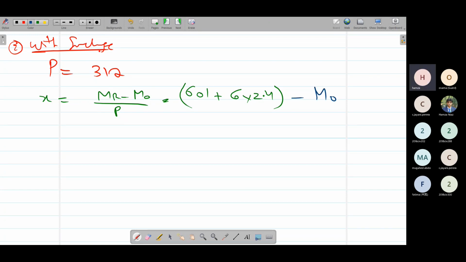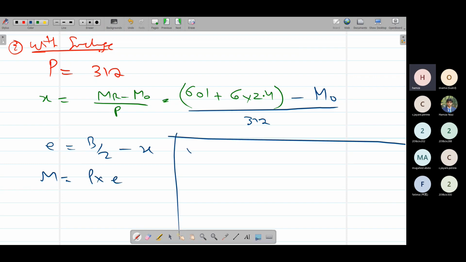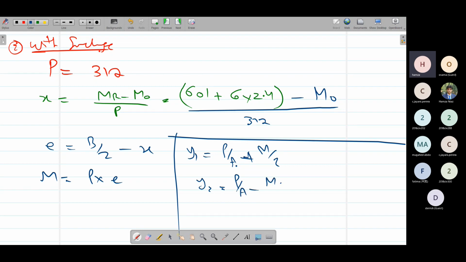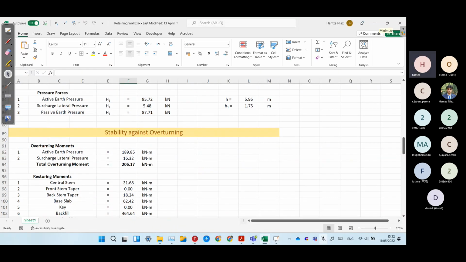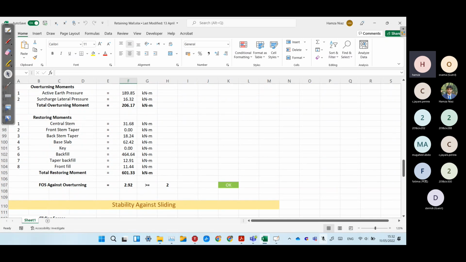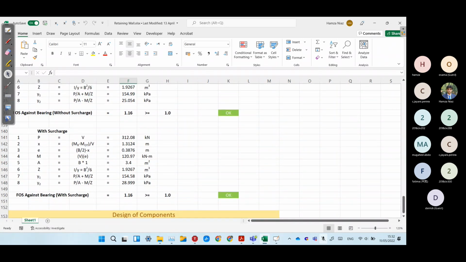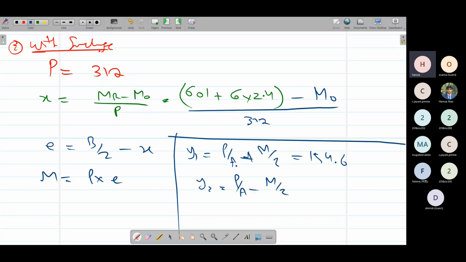Okay, overturning moment would remain same, E would remain 312, and afterward E is simply B by 2 minus X, and M is simply P into E. So afterwards simply our Y1 is P over A plus M over Z. A and Z would remain same. Y2 would be P over A minus M over Z. So if we calculate this value, they would come almost exactly same. Just a little bit different would be there. So our this was 154.6 and 29. So 154.6 and 29. So almost same values.